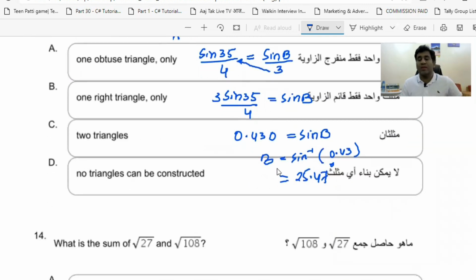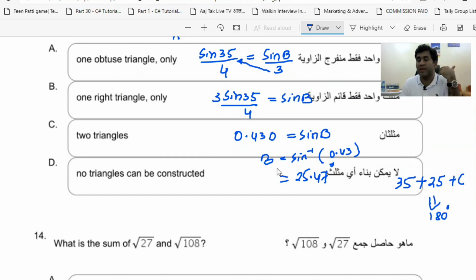Now look, one angle is 35, another angle is 25, and we know that according to the triangle rule, the sum of the three angles of a triangle adds up to 180 degrees. So one is 35, another one is 25 if I round it, plus angle C, that all should add up to 180 degrees. So now 35 plus 25.